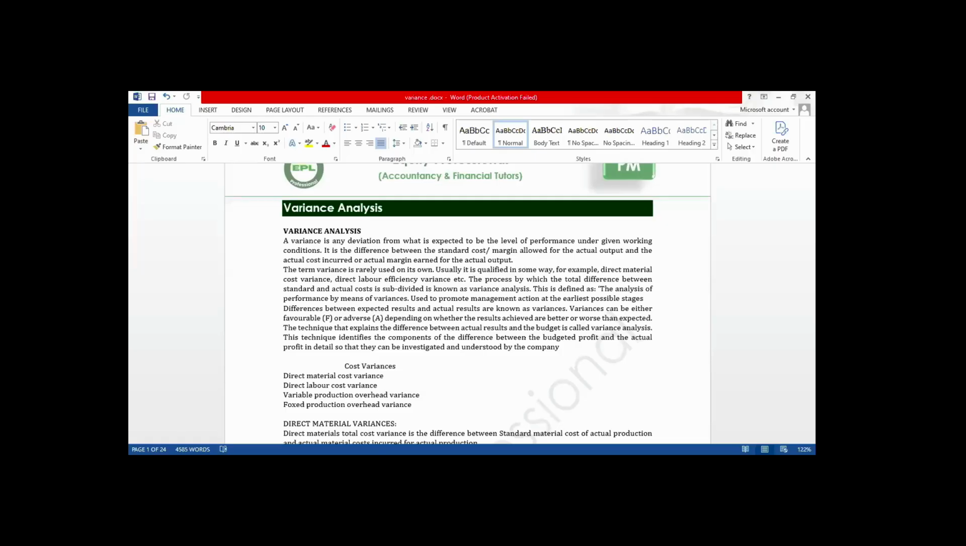What is variance? If you are to define variance, variance can be defined as any deviation from an acceptable standard.